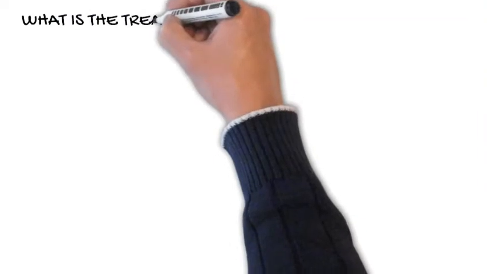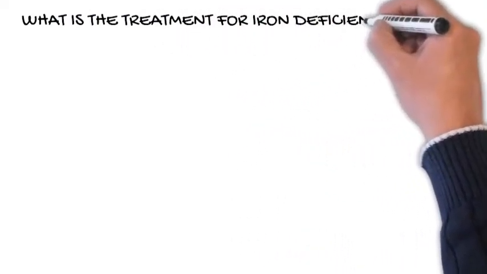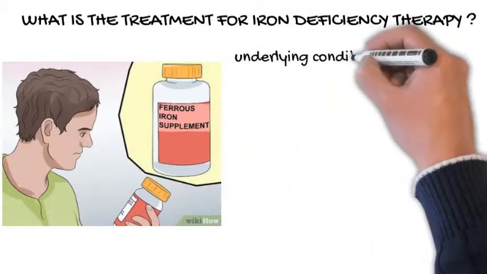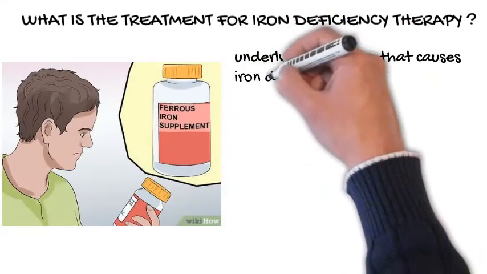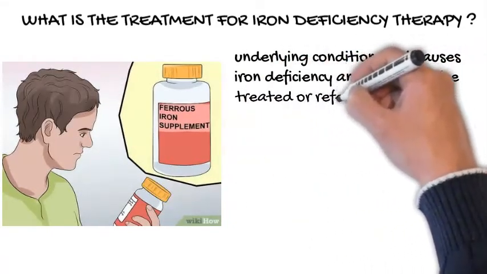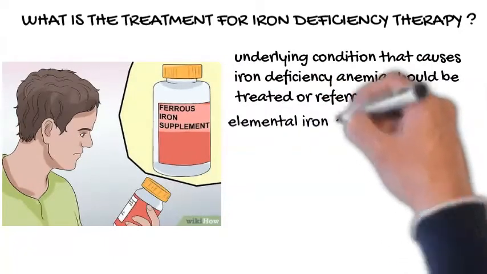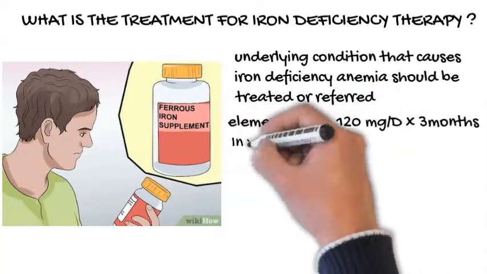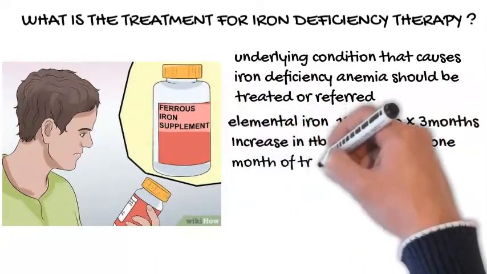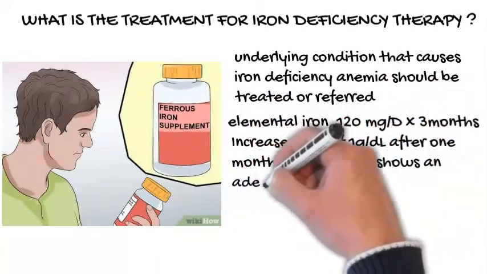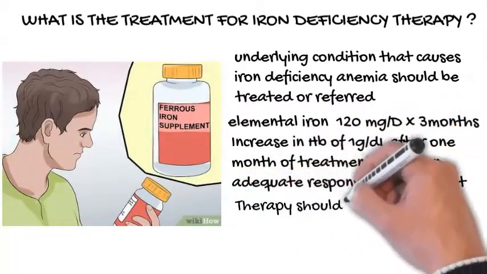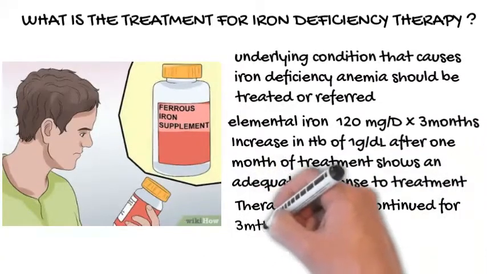What is the treatment for iron deficiency anemia? Patients with an underlying condition that causes iron deficiency anemia should be treated or referred to a subspecialist for definitive treatment. The patient should also be started on oral iron therapy. The dosage of elemental iron required to treat iron deficiency anemia in adults is 120 mg per day for 3 months. An increase in hemoglobin of 1 gram per deciliter after 1 month of treatment shows an adequate response to treatment and confirms the diagnosis.